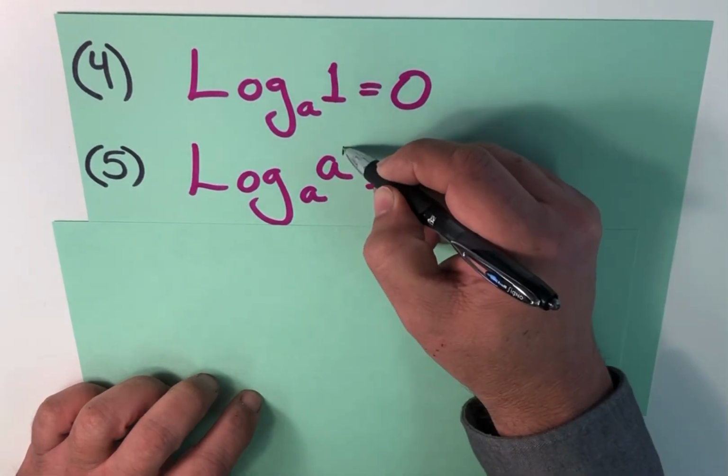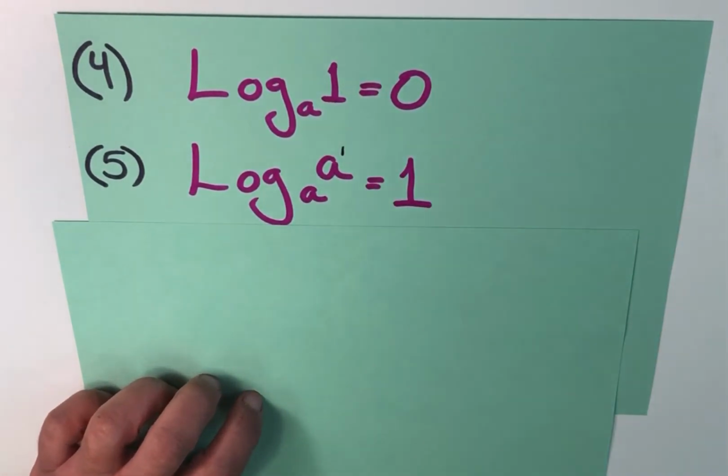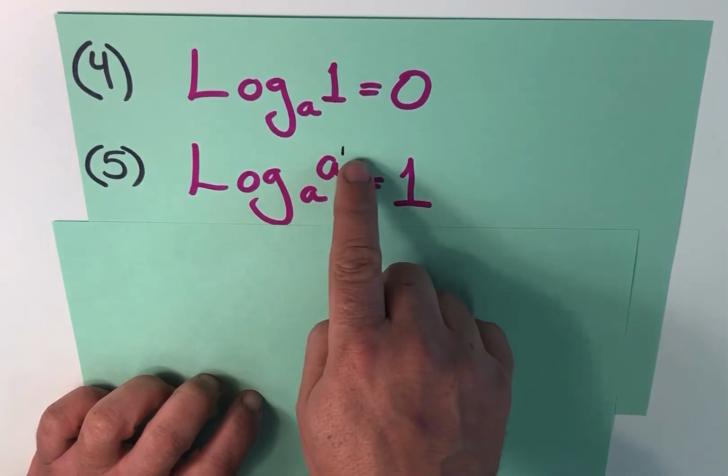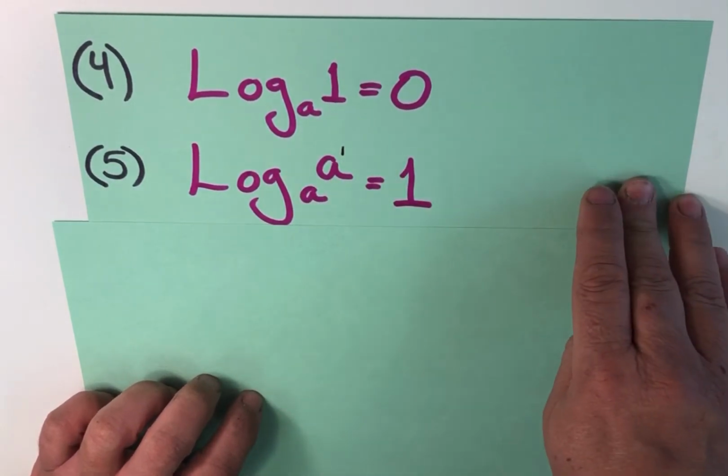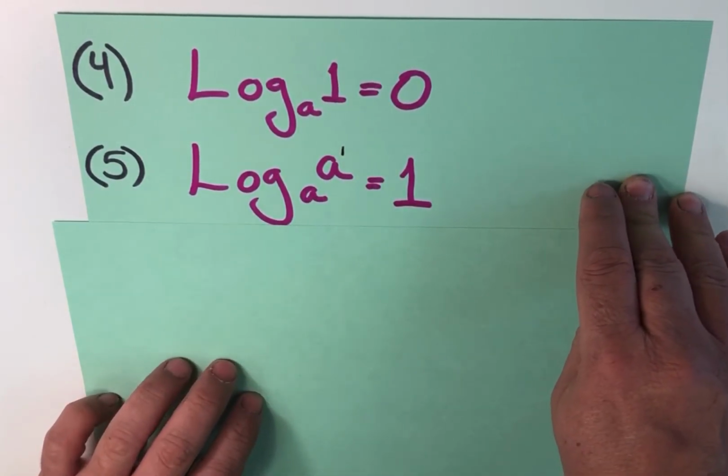And as you already know, there's an exponent of 1 there. Therefore, when these cancel out, you get 1. And that's why log base a of a is equal to 1.